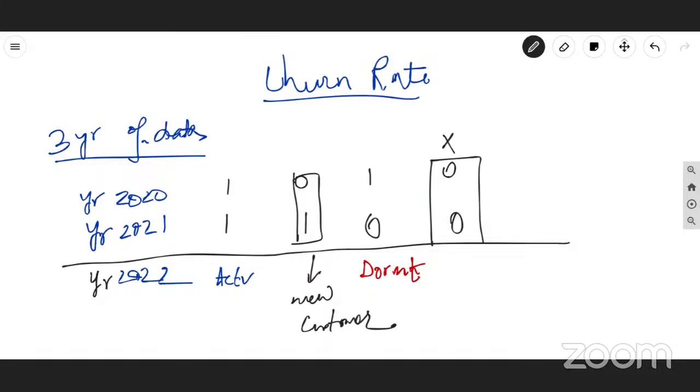At least in a year, and I'm not saying every month come and visit, at least in a year you should visit at least once. That's the very minimum criteria. If you are not visiting in the entire year, it means you are not contributing anything to the revenue. And if you are not contributing to the revenue, then I am assuming to put that particular customer as a churn.